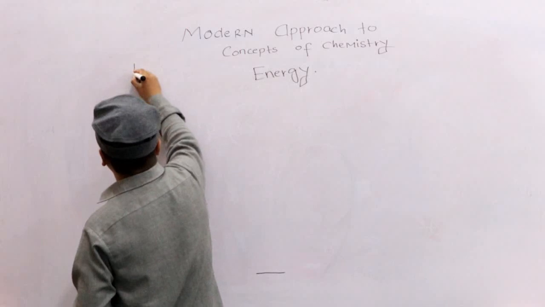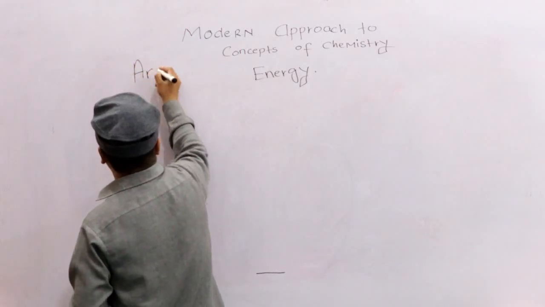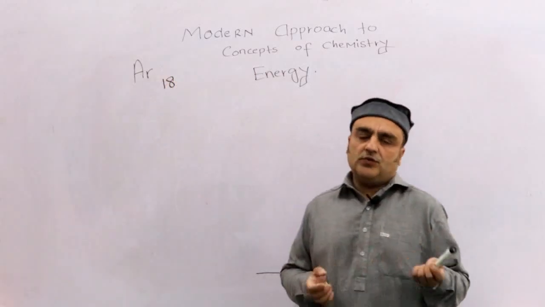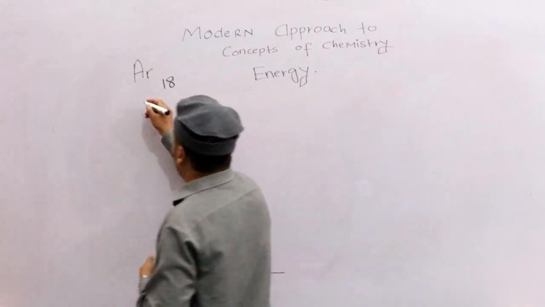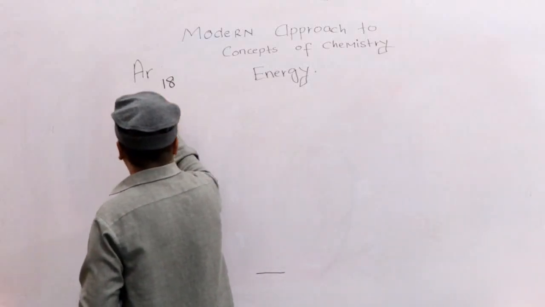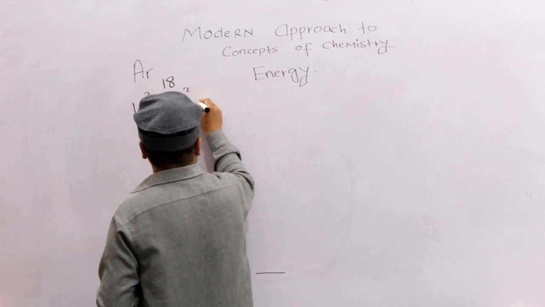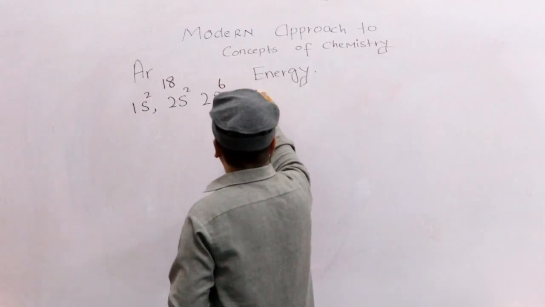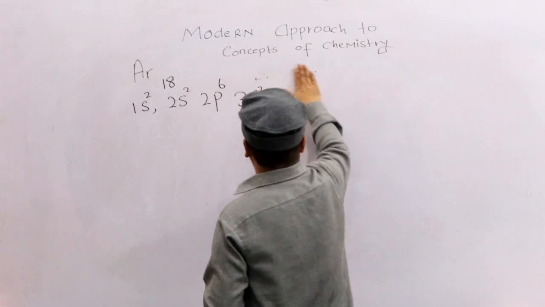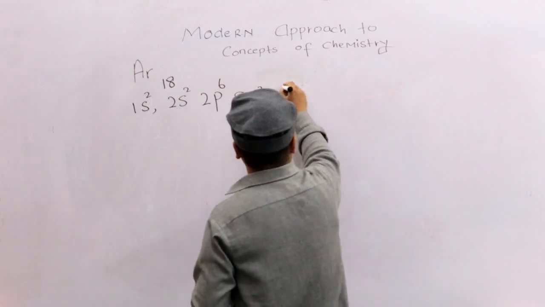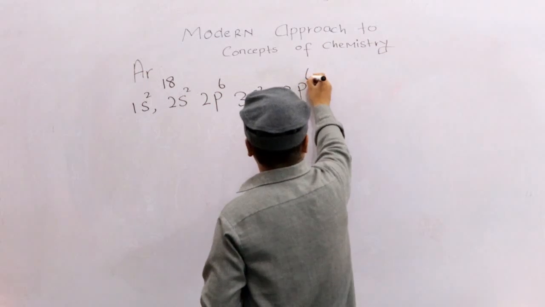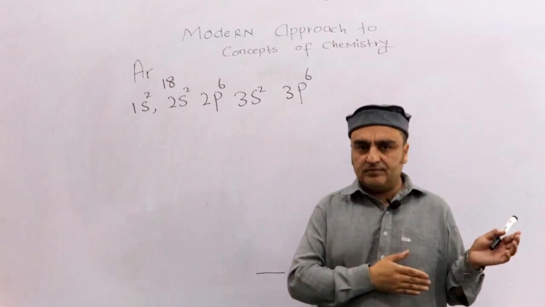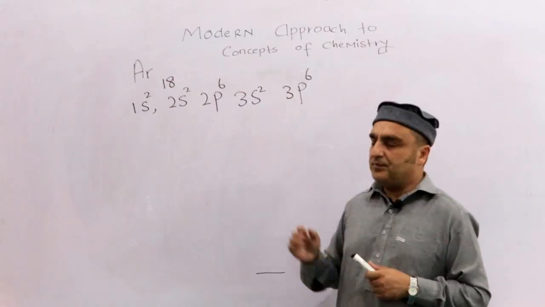Argon, Ar symbol. It's a noble gas and its atomic number is 18. So what is its electronic configuration? Its electronic configuration is 1s2, 2s2, 2p6, 3s2, and 3p6. Okay, now let us ignore the s orbitals of this atom, and let's go for the p orbitals.